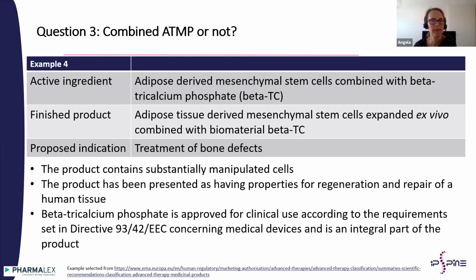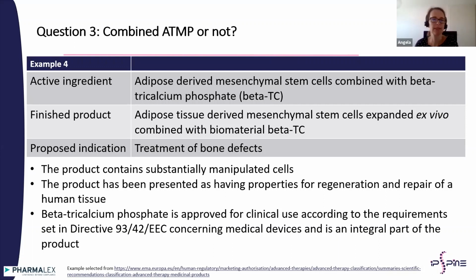Now, the agency justified their decision as follows. The product contains substantially manipulated cells, clearly expanded ex vivo. So we have an ATMP. It has been presented as having properties for regeneration and repair of the human tissue. So hopefully you see in front of your inner eye now the red color for regeneration and repair. So we certainly go into the direction of a tissue-engineered medicine, as you can also see by this pronounced role of the matrix.